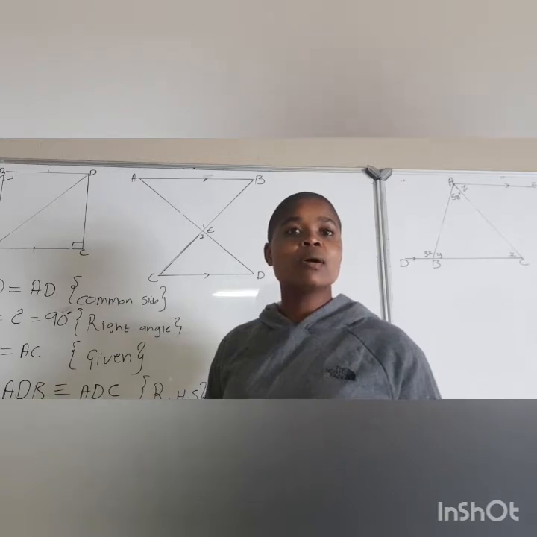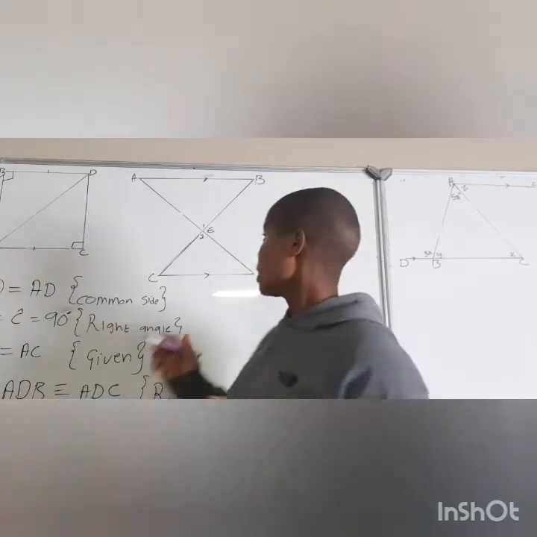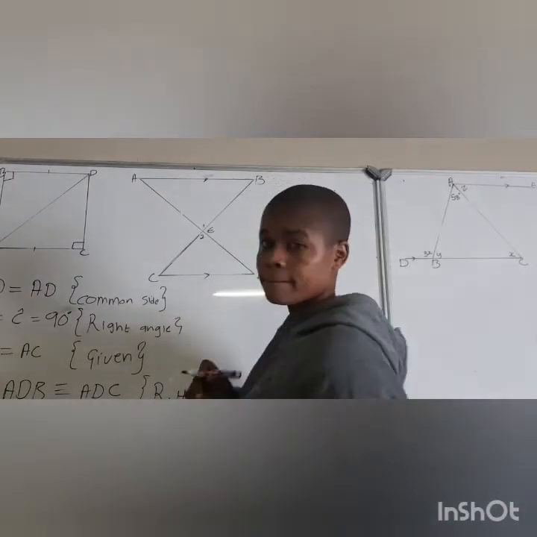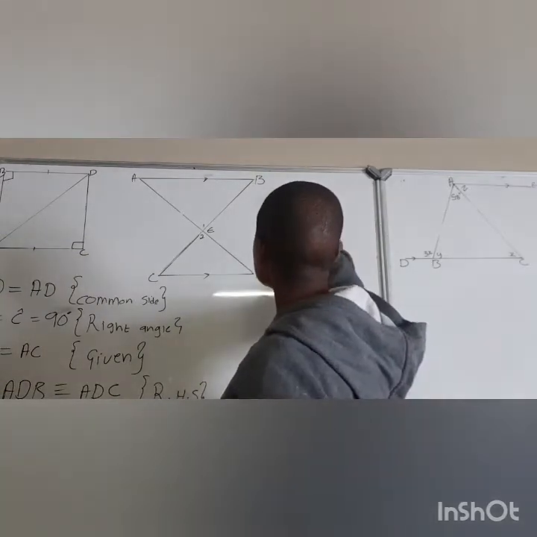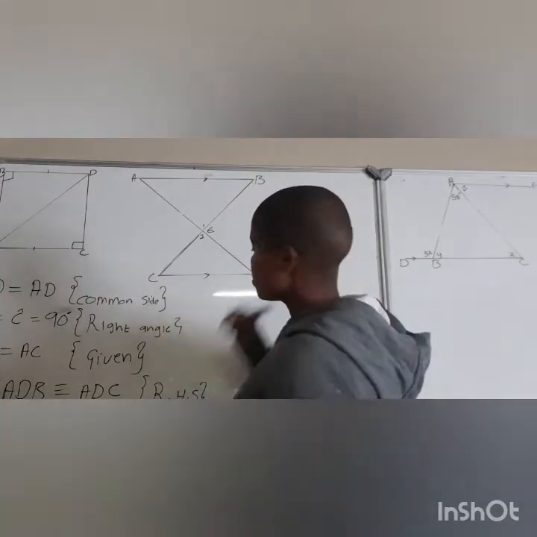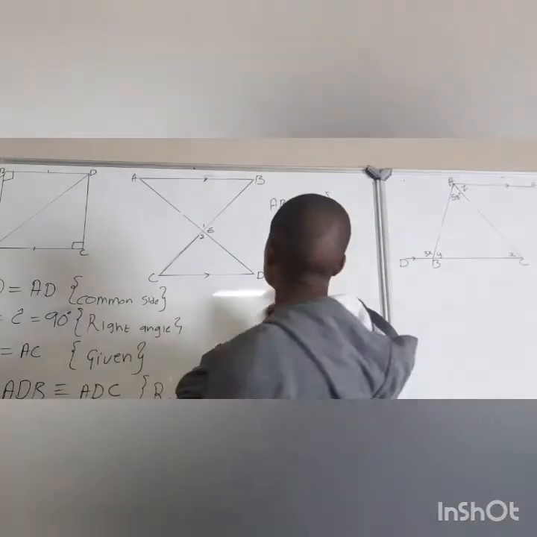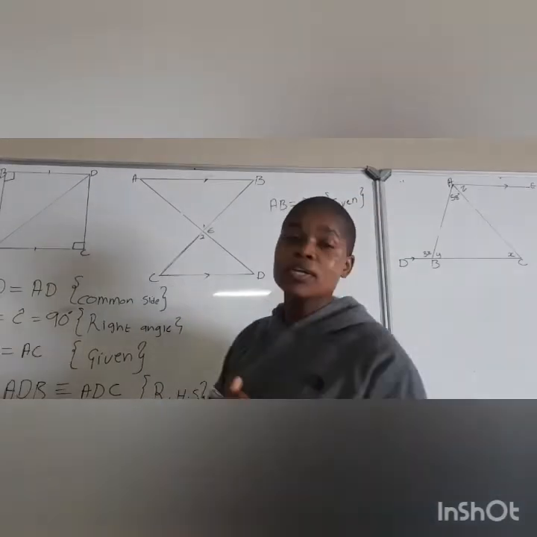Yeah, Mateo, I'm listening. AB is equal to DC. Your reason being? Why are you saying they are equal?